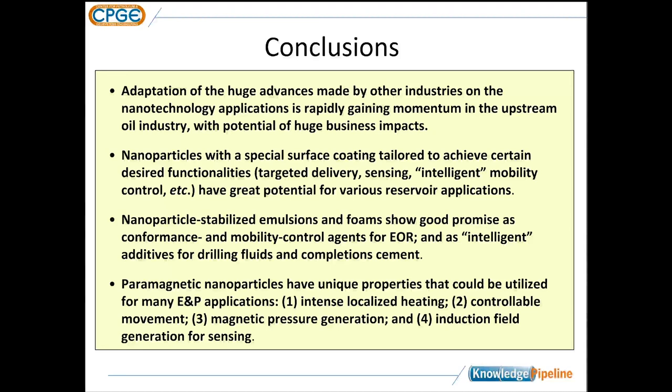And as I very briefly described, just to give you the flavor of what we are doing, paramagnetic nanoparticles have unique properties that could be utilized for many E&P applications, such as intense localized heating for flow assurance purposes, or controllable movement for separation of so-called contaminants from produced water or other purposes, and magnetic pressure generation, which is also a very fascinating topic I did not touch on, and also induction field generation for sensing, to be used to detect the presence of oil or to locate the location and the size of the injected fluid bank. This completes my presentation.